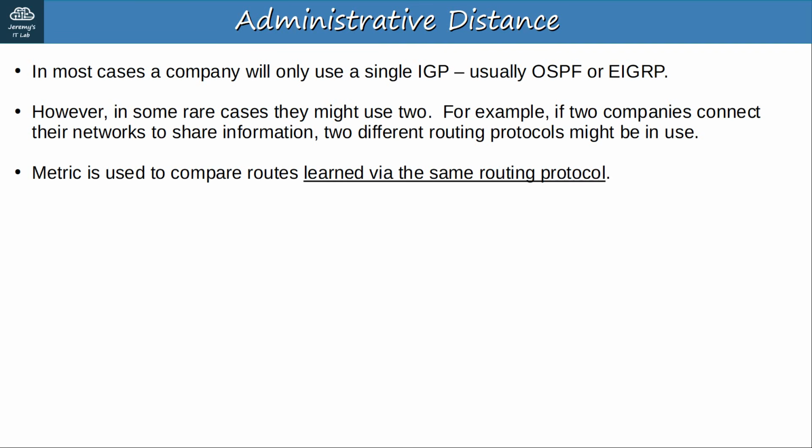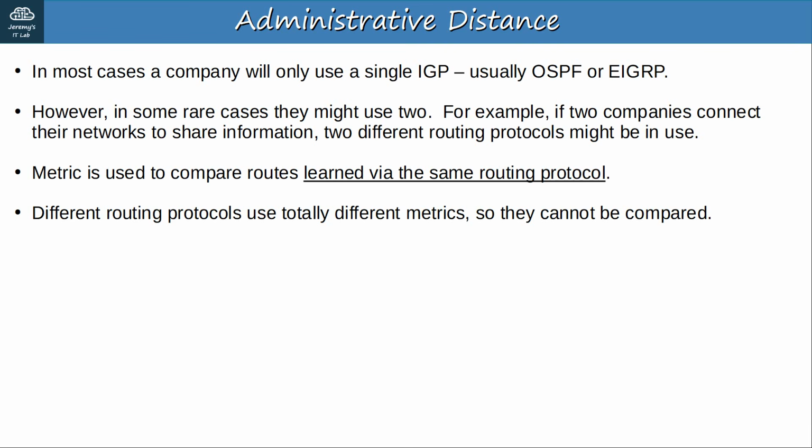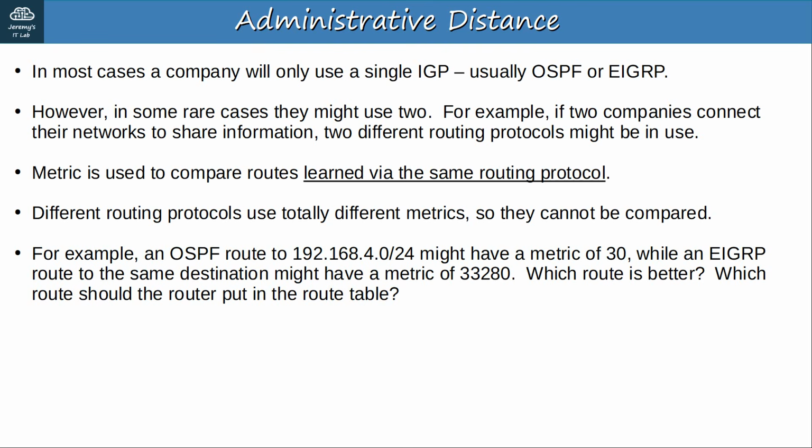Metric, which I just showed you, is used to compare routes learned via the same routing protocol. If a router learns two routes to the same destination via OSPF, it uses metric to choose which route is better. However, different routing protocols use totally different metrics, so they cannot be compared. For example, an OSPF route to 192.168.4.0/24 might have a metric of 30, while an EIGRP route to the same destination might have a metric of 33,280. Which route is better? Which route should the router put in the route table? We can't really answer those questions by looking at the metrics, because OSPF and EIGRP use totally different metrics.